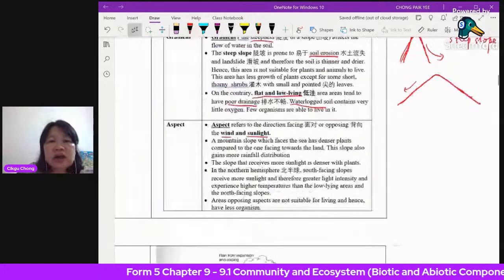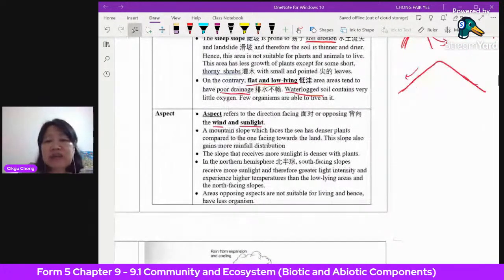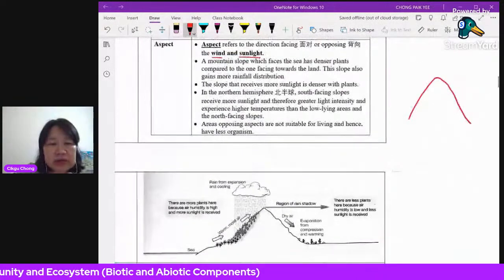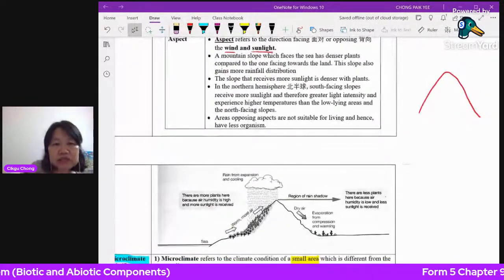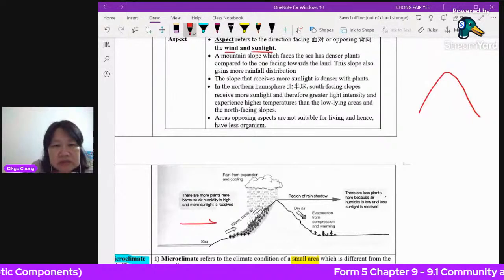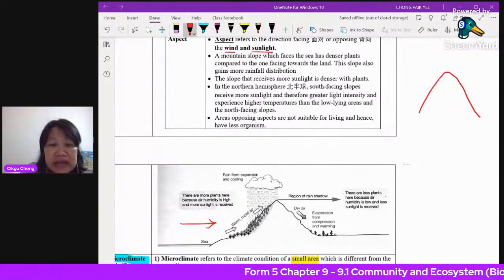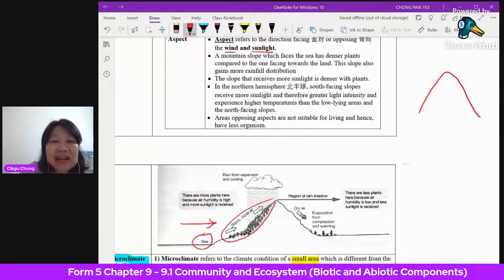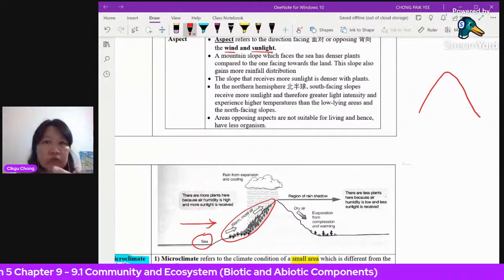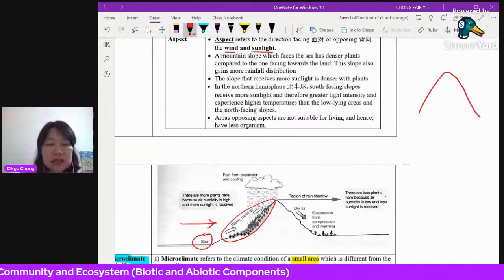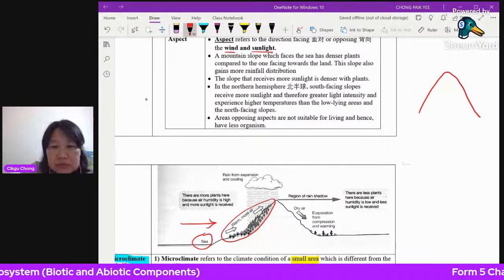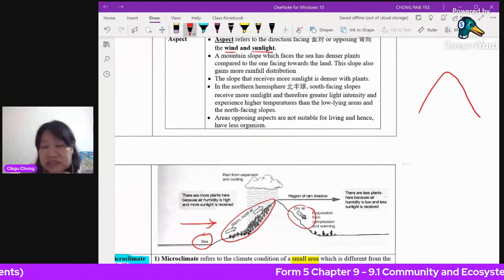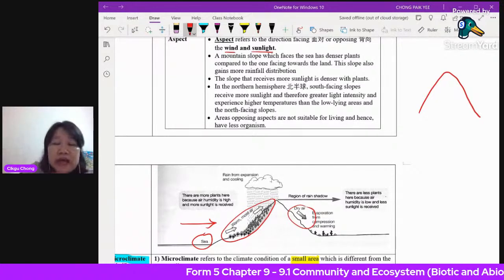Little oxygen. Okay, aspect is referring to the direction. So you have a mountain here. This diagram will be very good. So we look here at the aspect. This side receives a lot of wind and moist air because it comes from the sea. So on this side, you can see the vegetation is more lush. Lush means more plants, compared to the other side, which will have dry air. Maybe this side is not facing the sea, but facing the other side, so you will have less.